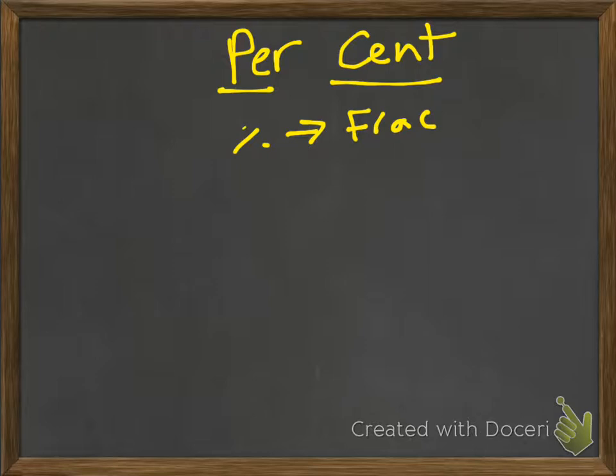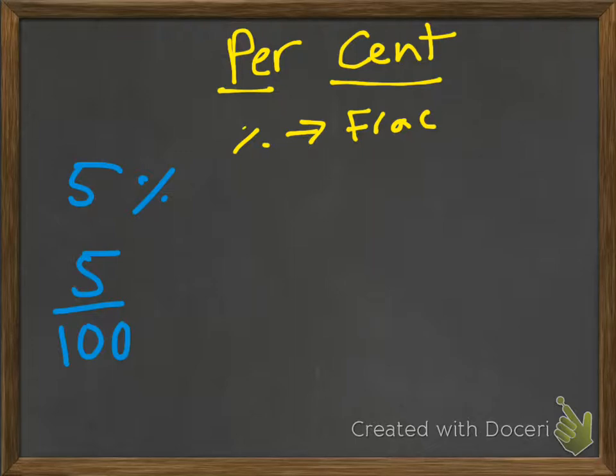So, if it's per cent, what does that mean? Per 100. So if I have 5%, that means 5 per 100. You can take that percent and put it over 100. That gives you your percentage.